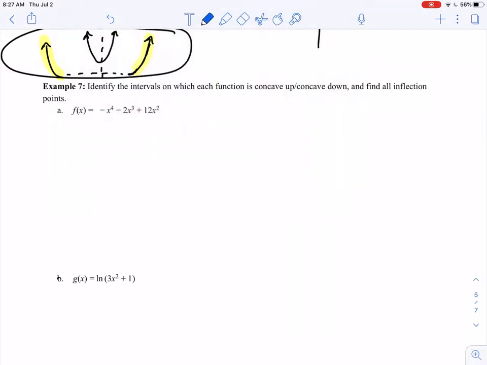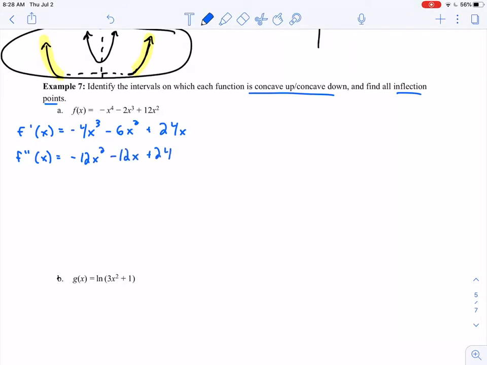So if all I'm concerned with is concavity and inflection points, I need the second derivative. So first I have to find my first derivative. f prime of x is equal to negative 4x cubed minus 6x squared plus 24x. There's my first derivative. Now I need my second derivative. So f double prime of x is equal to negative 12x squared minus 12x plus 24.